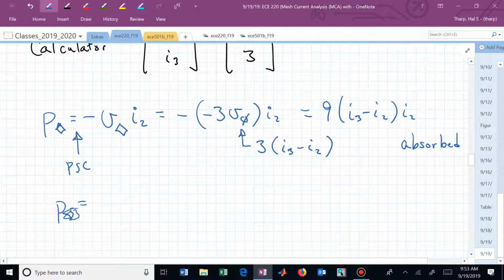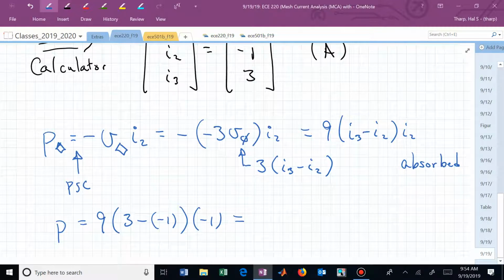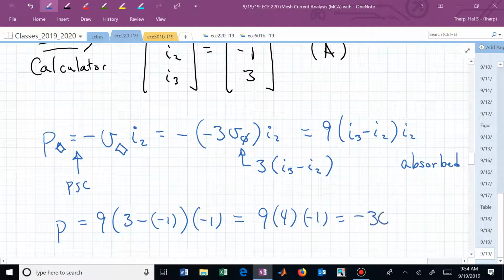That's now our power. Somebody's signature. This is now going to be 9. What was I sub 3? That was 3. Minus I sub 2, which was minus 1. Times I sub 2, which is minus 1. We have to stick with the signs that we end up with. We now have 9 times 4 times a minus 1. We have minus 36 watts absorbed.